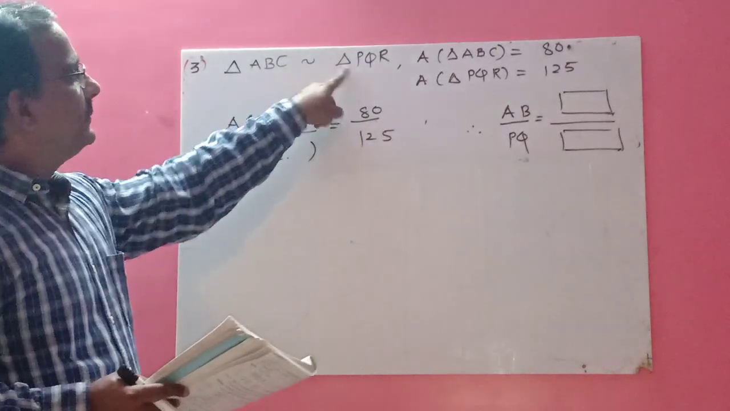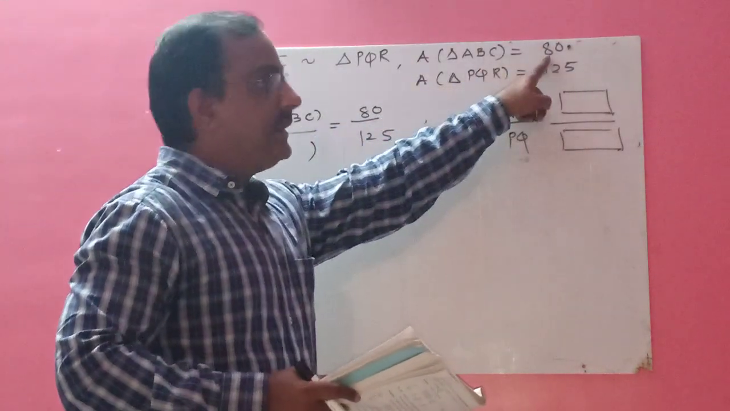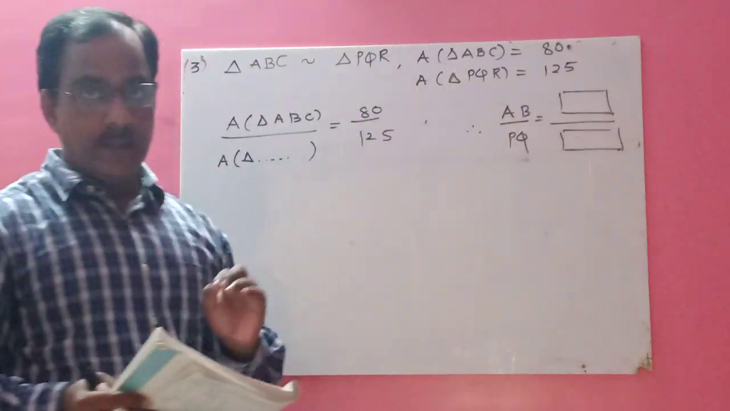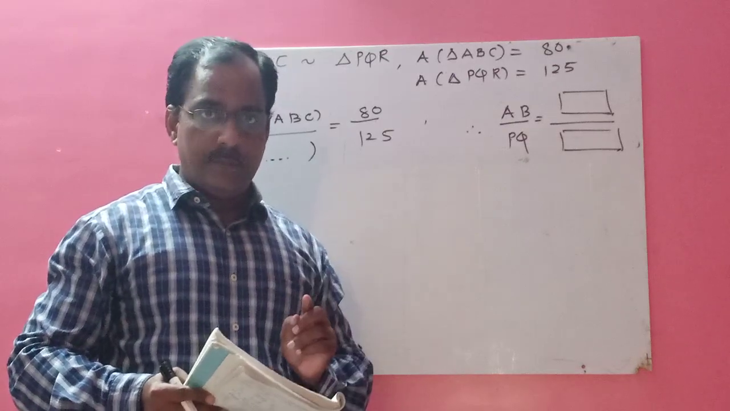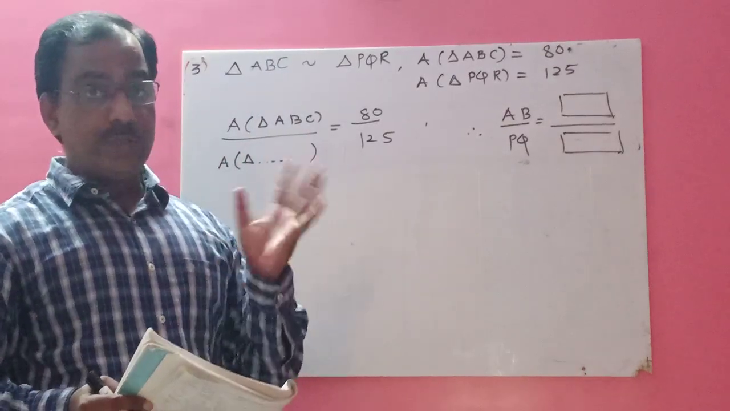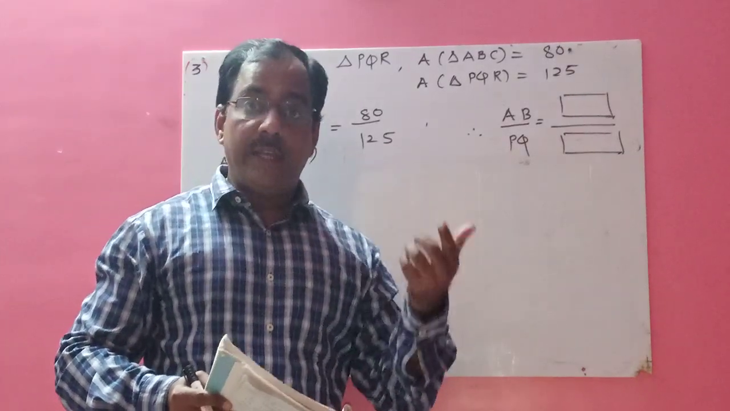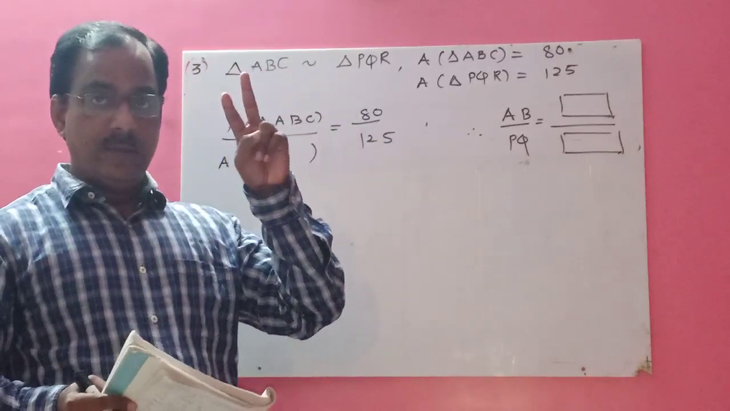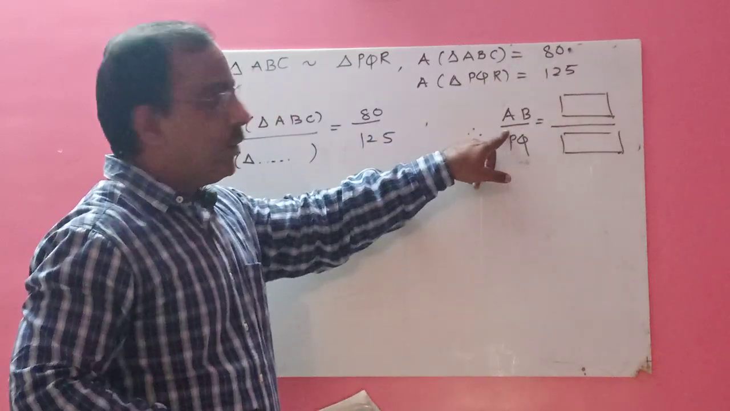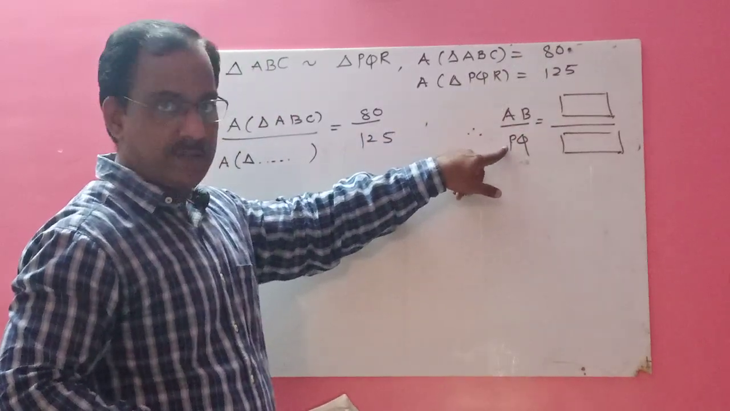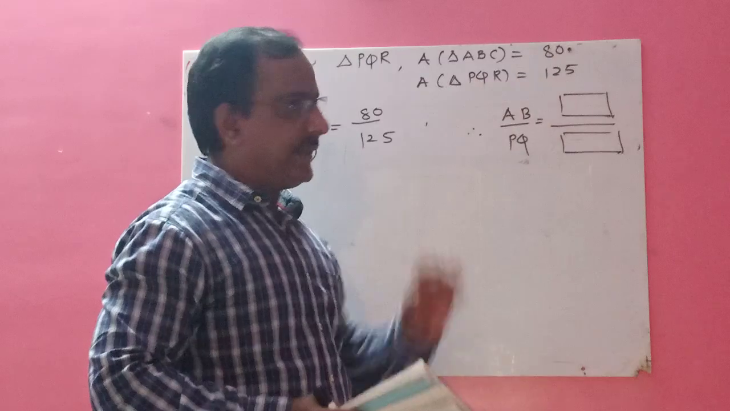These two triangles are similar. This time they have given area of triangle ABC and area of triangle PQR. If you see your first sum, in the first sum the ratio of corresponding sides was given, and the question was to find the ratio of areas of the two similar triangles. Here areas are already given, and we require the ratio of corresponding sides. What is the value of the ratio of these corresponding sides? Okay, I will show you how you will get this answer.